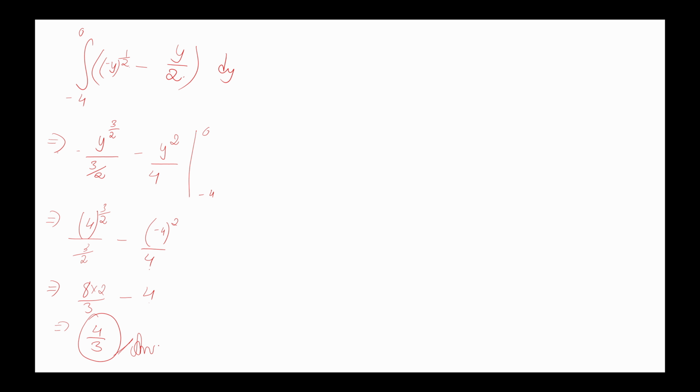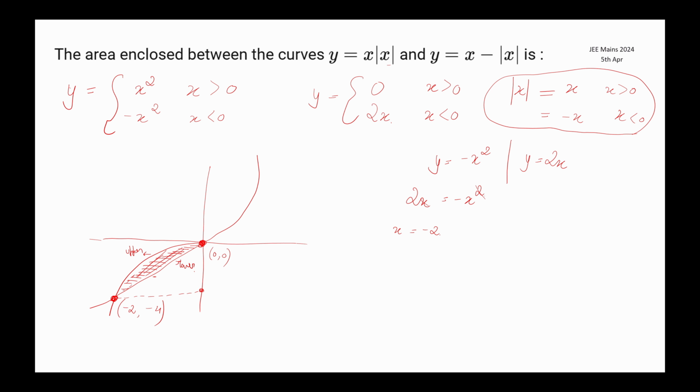This is our answer. Now of course I did this entire question in terms of y because it was easier solving in that way. You could have also done it in terms of x. I will also show you the integration in terms of x. You could have written minus 2 to 0, and we take the right function minus the left one, so it would become minus x square minus 2x dx. You could have done it in this way also. It would be the same thing, giving you the answer in the same way.